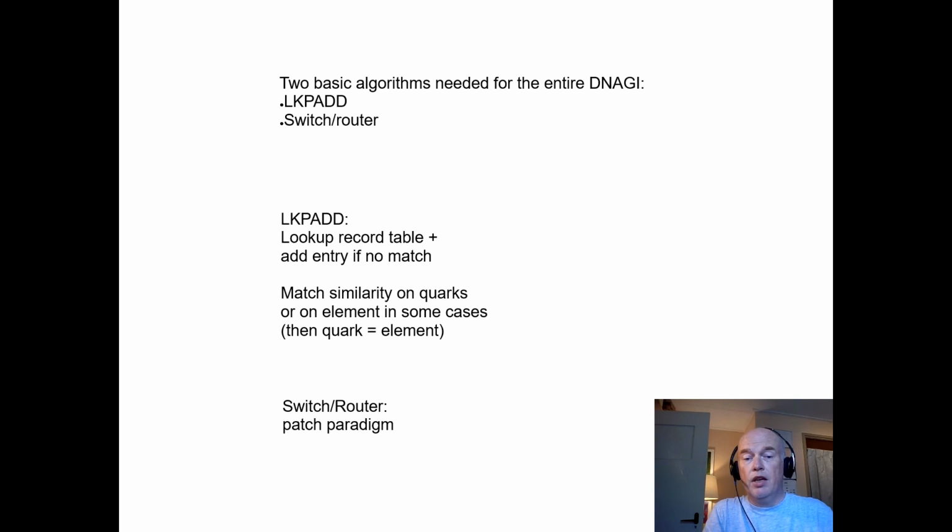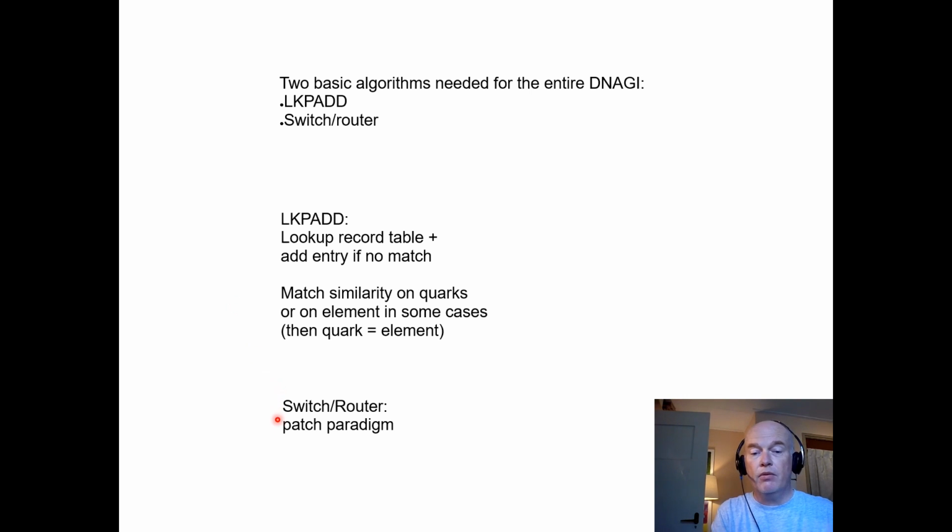The AGI makes use of two basic important algorithms. The first I call lookup-add, and the second switch router. So if we take a look at the lookup-add algorithm, it looks up in a record table whether an entry exists. If it doesn't exist, it will add the entry to the same table. The similarity check is done based on quarks. So each element has a number of quarks associated with it, and then the algorithm will look whether there's overlap between the two quark populations.